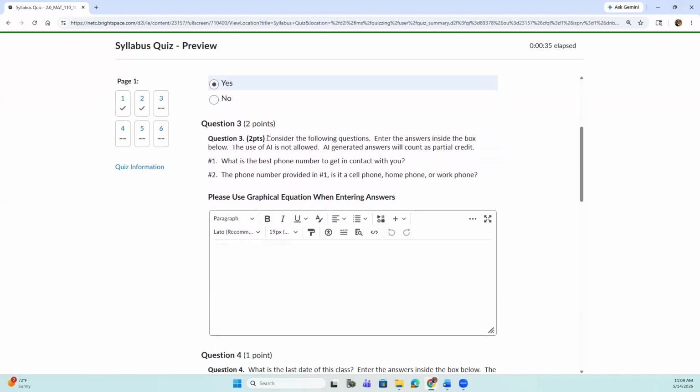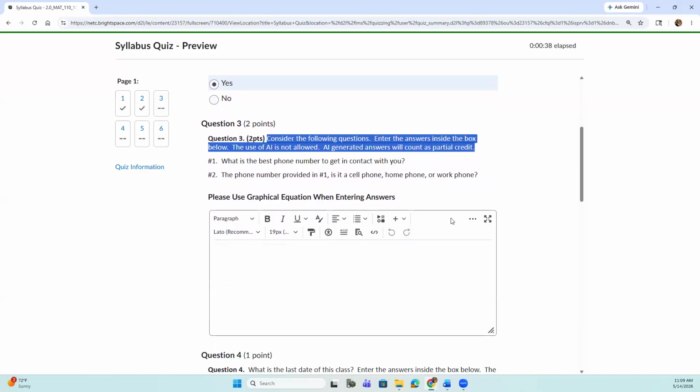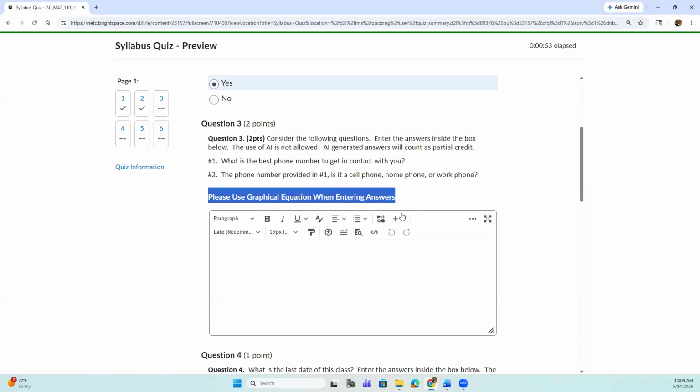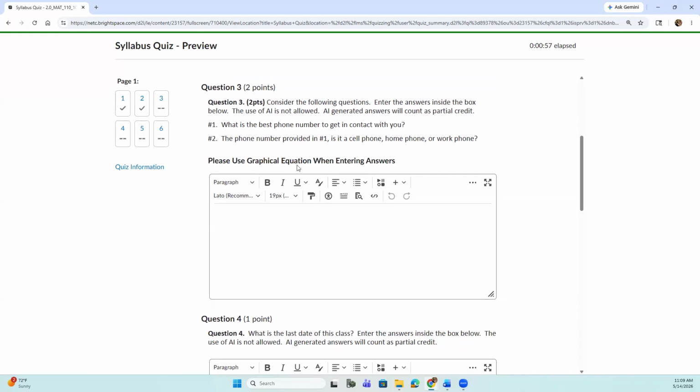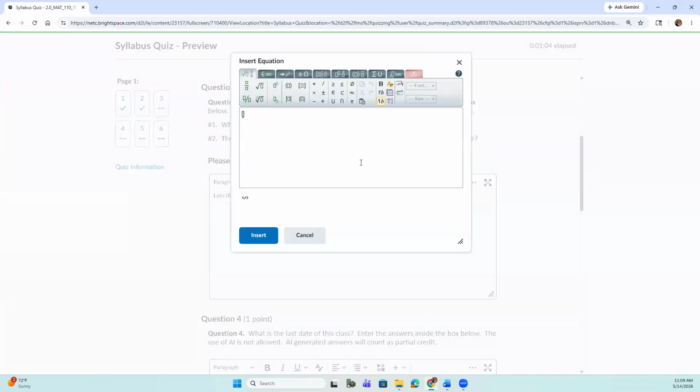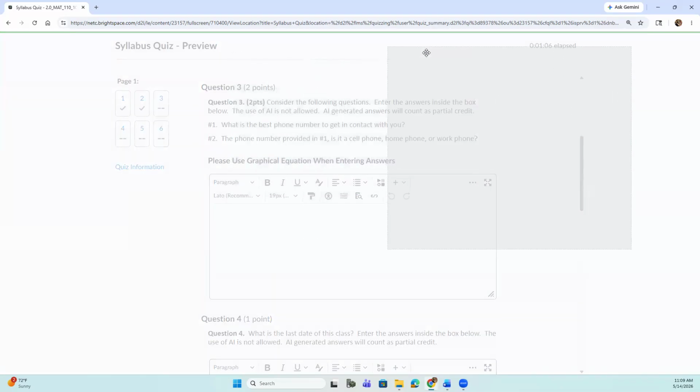Question number three, a lot of your homework has this instruction, okay? So question number three has two parts, okay? Sometimes when you have multiple parts for a problem, it'll be easier to write down your answer on a piece of paper first. All right, and then the problem also says, please use graphical equation when entering answers. So to access graphical equation, we simply click on the plus sign, equation, graphical equation. All right, so let me slide this over.